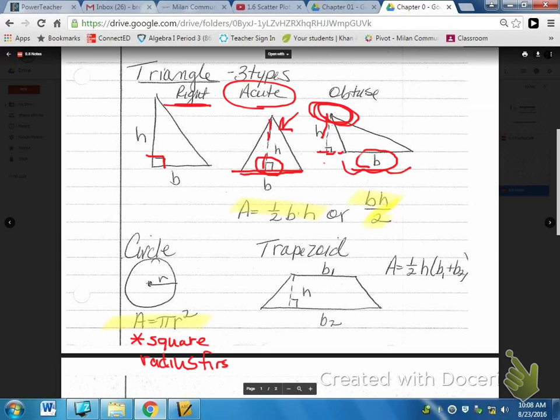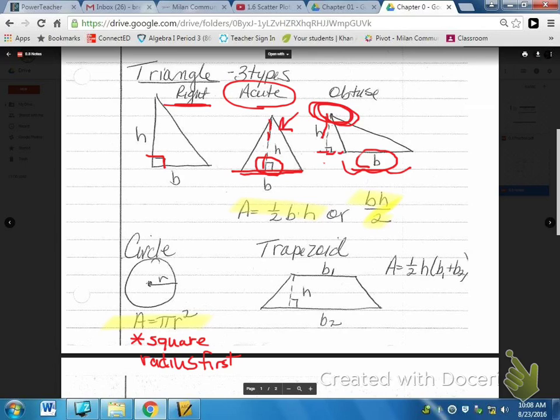You always square the radius first. You know, PEMDAS, exponents come before multiplication, right? So you've got to square the radius first before you multiply. Do not go, oh, I'll take 3.14 times that 5 radius and get an answer and then square it. No, your answer will be entirely too big. So do your exponent first, then multiply by pi.